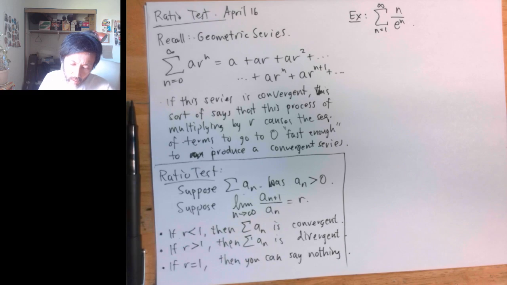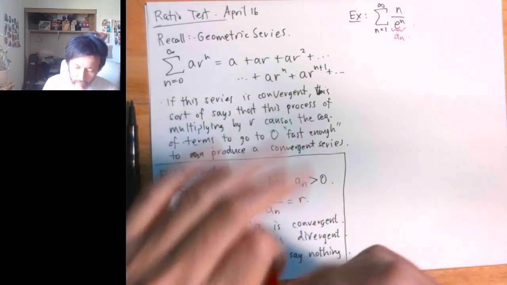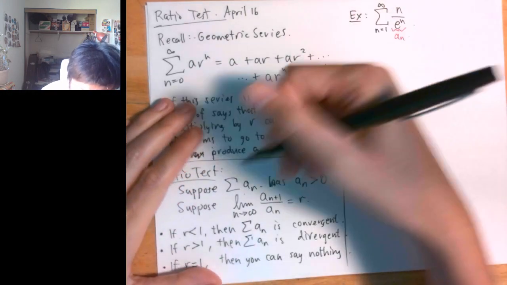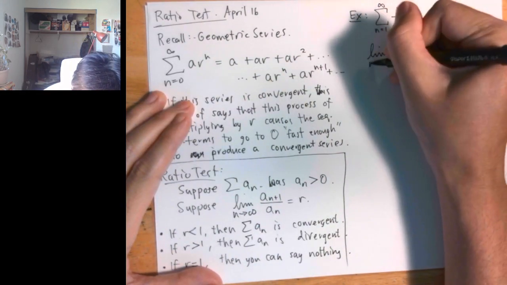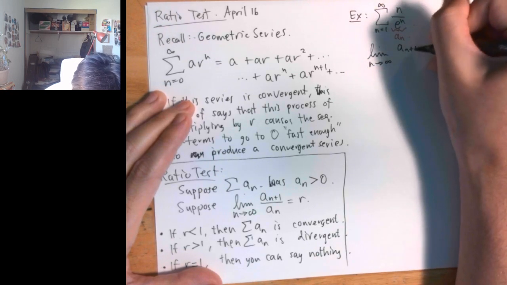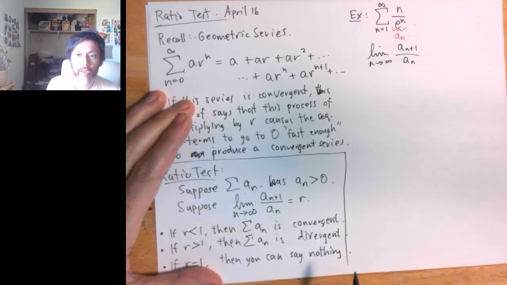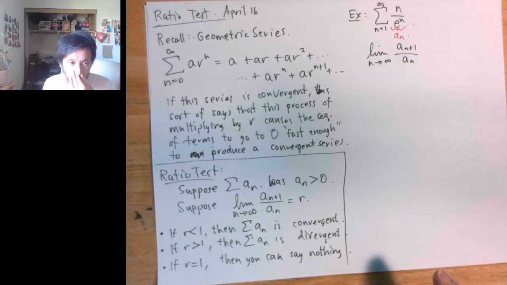Let's call this sequence of terms a sub n. If we're going to invoke the ratio test, what we want to examine is the limit as n approaches infinity of a sub n plus 1 over a sub n. This is what we want to think about, right? Look, there it is.